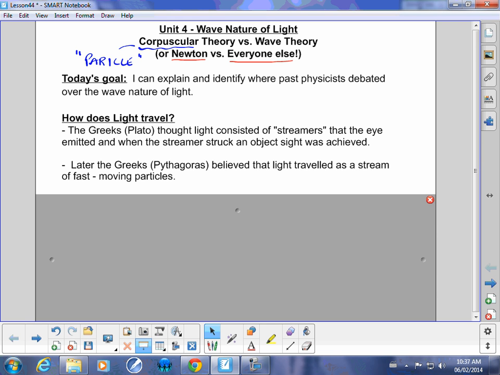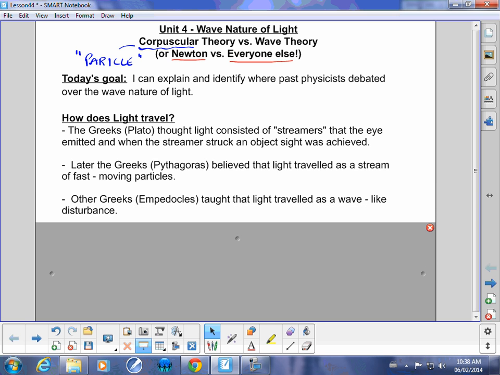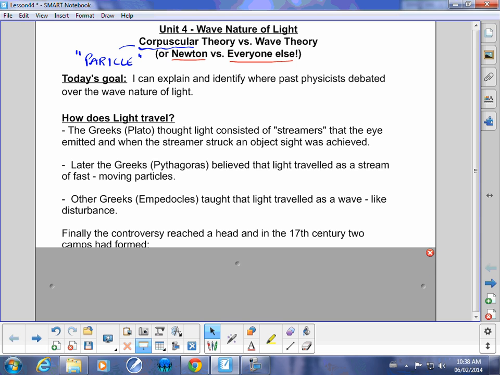Then the Greeks, they were our major movers and shakers in terms of science in that era. Pythagoras believed that light traveled as a stream of fast-moving particles. So he postulated that light consisted of particles that were moving at an extremely high speed and shooting from the source. Then we get into some of the other Greeks, and they started to postulate that light was more like a wave. So all of a sudden, the Greeks have created two significantly different belief systems in how light worked.